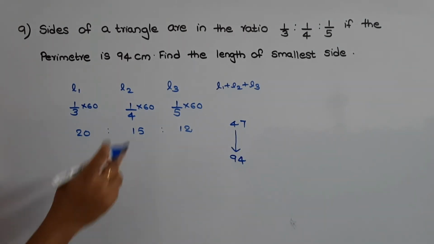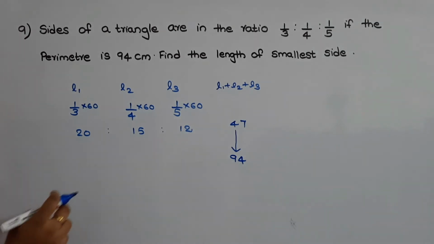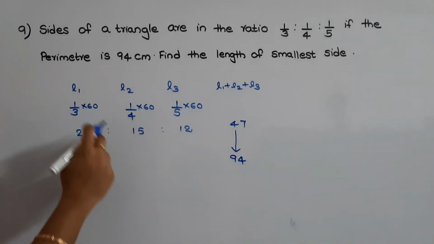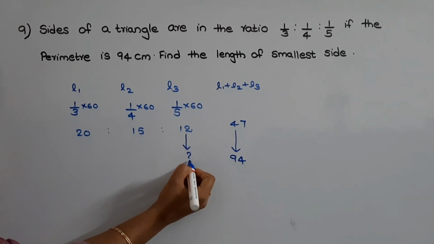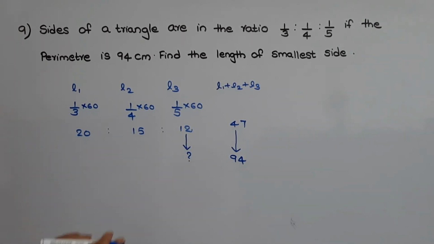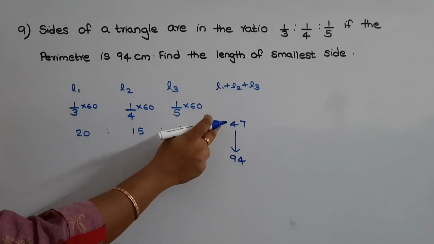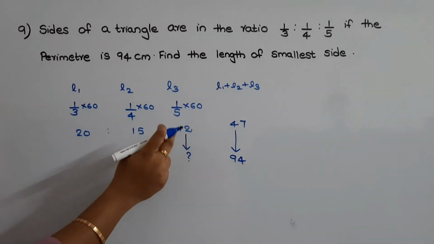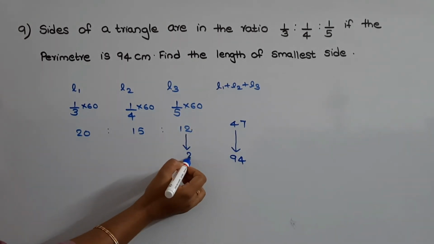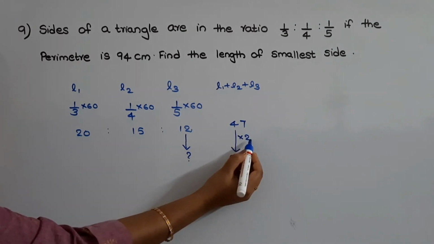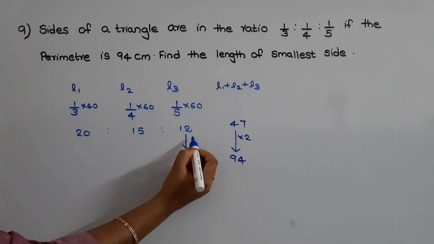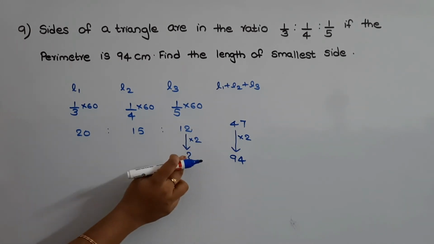We need to find out the length of the smallest side. So the smallest value in this ratio is 12. So if we find what is the value of this 12, we can find out the length of the smallest side. So if 47 can be written as 94, how can we write 12? This we can find out by cross multiplying, or 47 into 2 is 94. So if you multiply this 12 by 2, you will get this value.